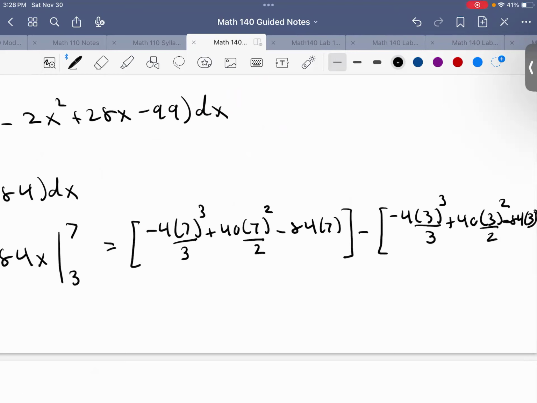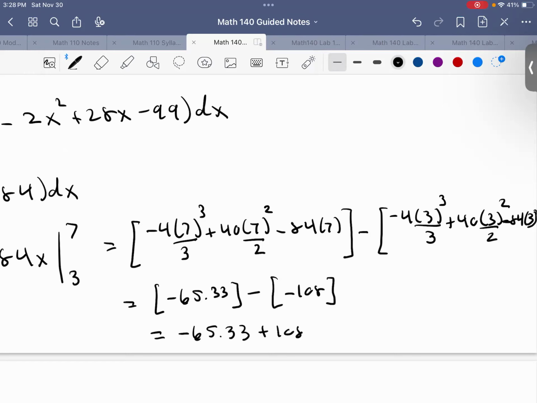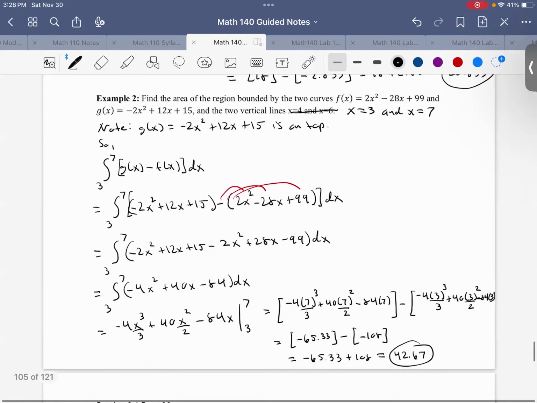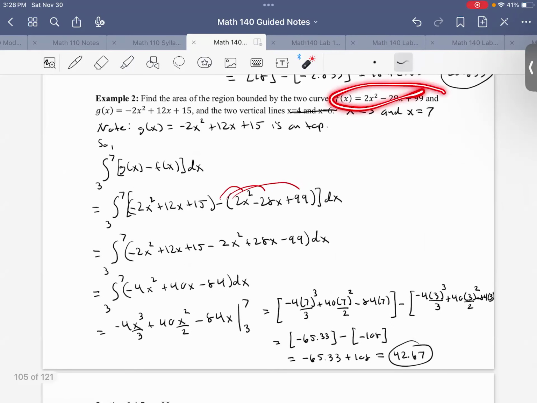Okay, so if we simplify this out, our first bracket ends up being 65.33 minus, and our second bracket ends up being negative 108. And so negative 65.33 plus 108 ends up being 42.67. And that is the area between f of x, g of x, and the vertical lines 3 and 7.